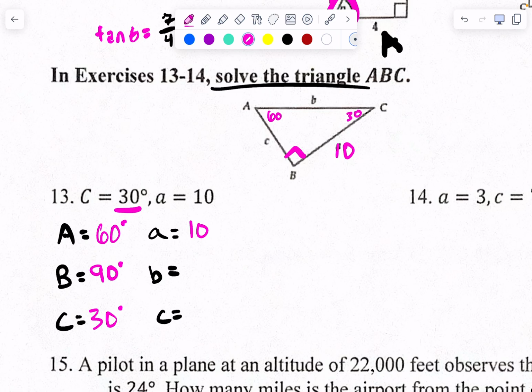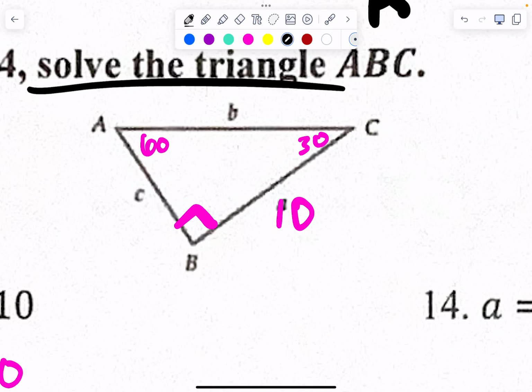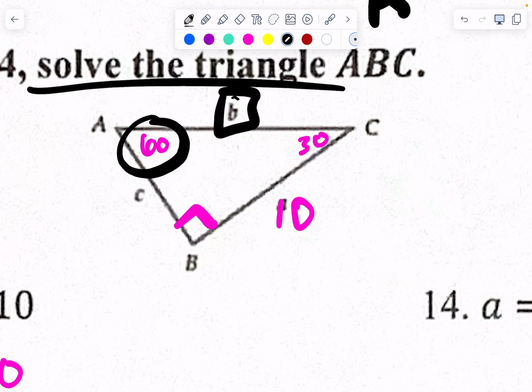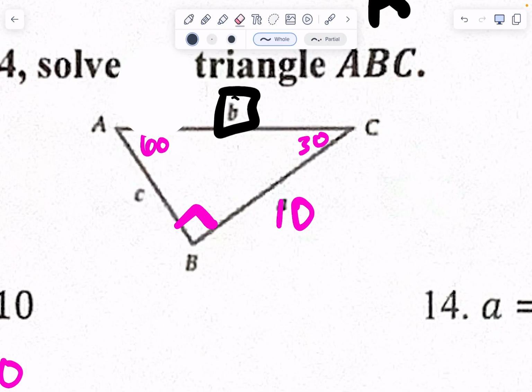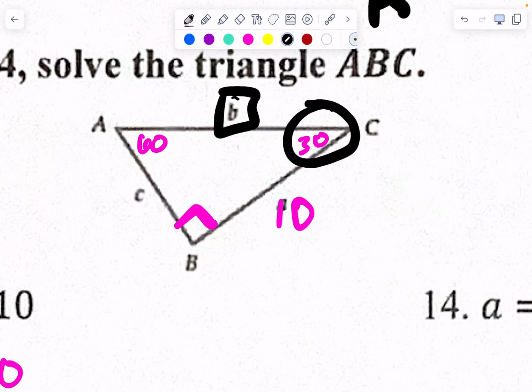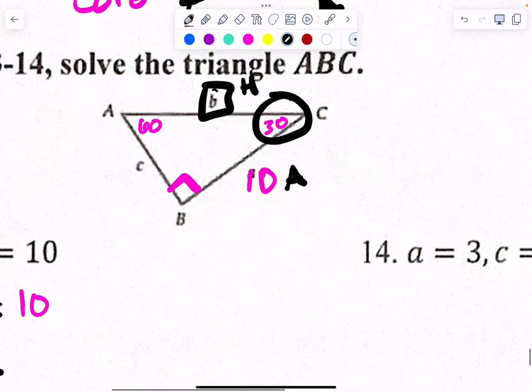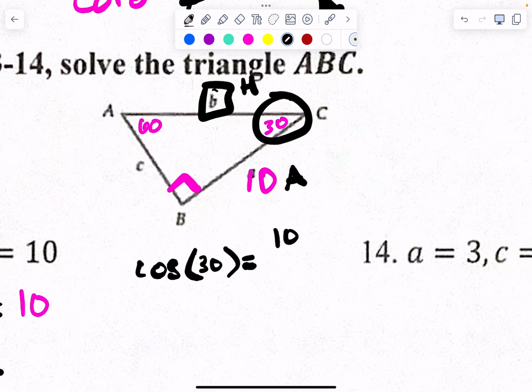Hear me out. If you don't remember, let's just do it this way. Which angle would you like to do, 60 or 30? Doesn't matter, but you got to pick one. Let's say you're solving for little b, and I want to use 10. We could use 60 because we didn't round it, but let's use 30. What is 10 in relationship to 30? Adjacent. And b is the hypotenuse. So we use cosine. Cosine of 30 equals adjacent, 10, over hypotenuse, b.